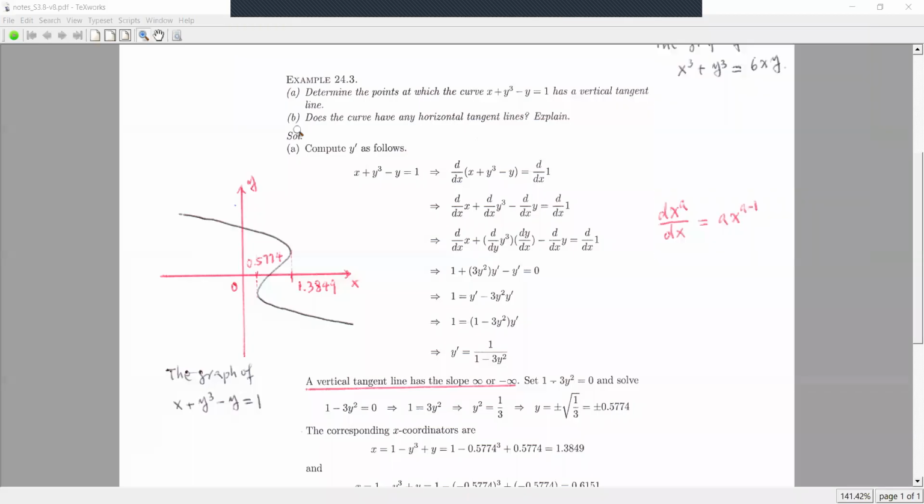Part B, does the curve have any horizontal tangent lines? Explain. This is the slope of a tangent line. No value for y can make this quotient 0. The answer to part B is the curve has no horizontal tangent line.